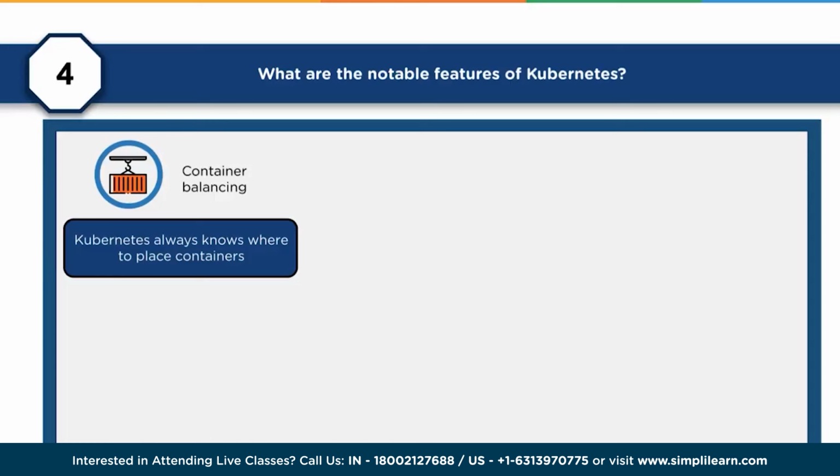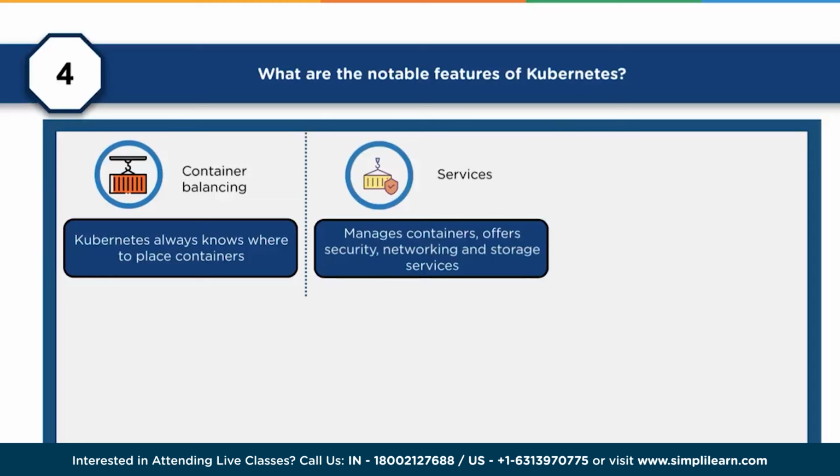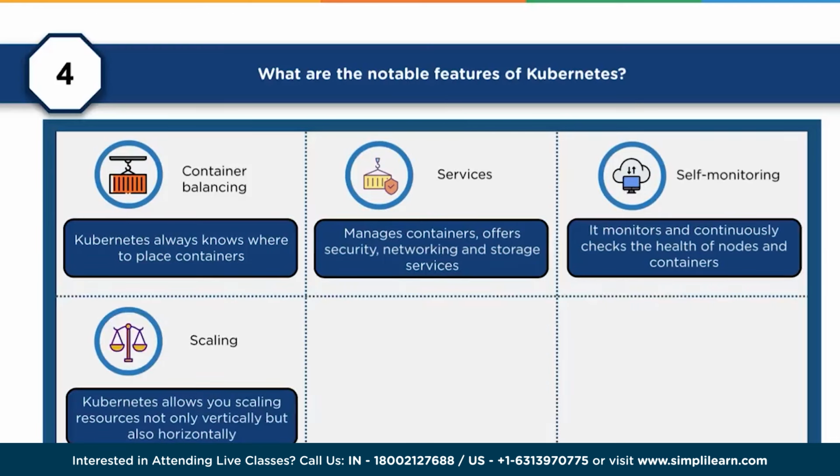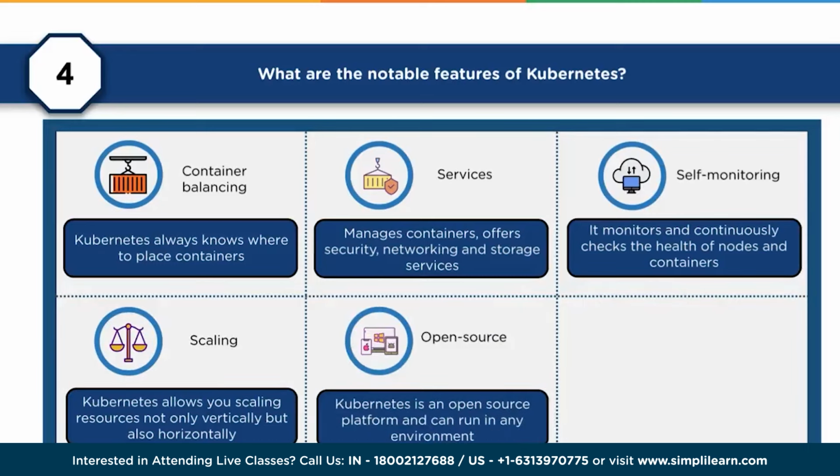One is the ability to do container balance. Kubernetes always knows where to place a container within its entire network, within the pods and with its infrastructure. The services are managed for security, network, and storage. It is self-monitoring, so it goes in and is able to check its own nodes for health and the containers within the nodes, so it makes sure that the applications are always running effectively. You can do the scaling effectively, both vertically and horizontally within Kubernetes. The solution is open source, so there's no actual fee for the actual Kubernetes service itself.